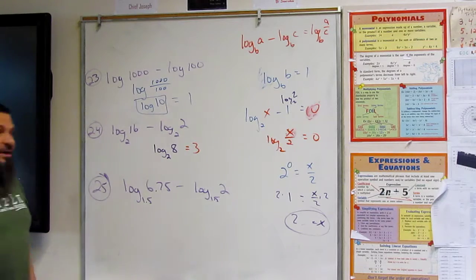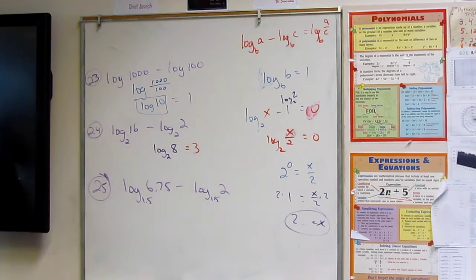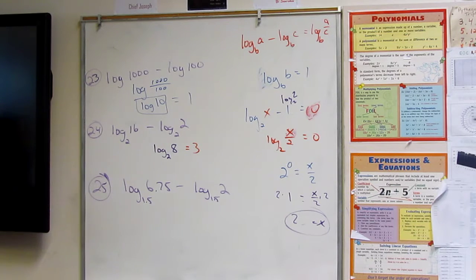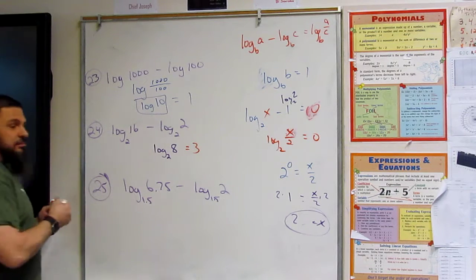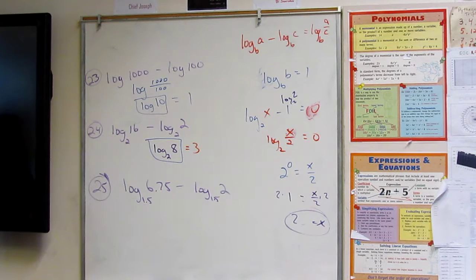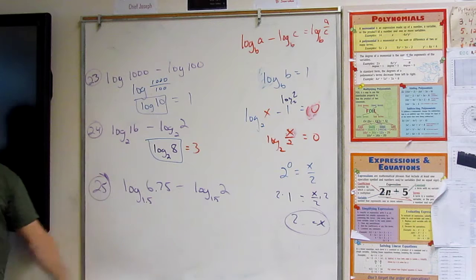That's the fun stuff. I know I go fast when it's fun. But for right now, slow it down. Keep it simple. That's all they want. They just want you to be able to go, okay, 16 divided by 2, 8.